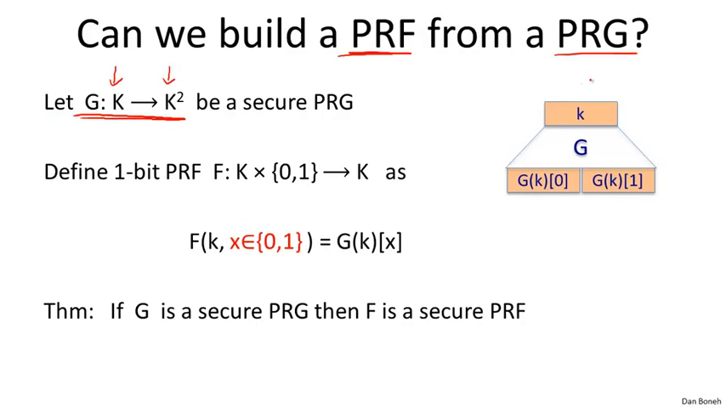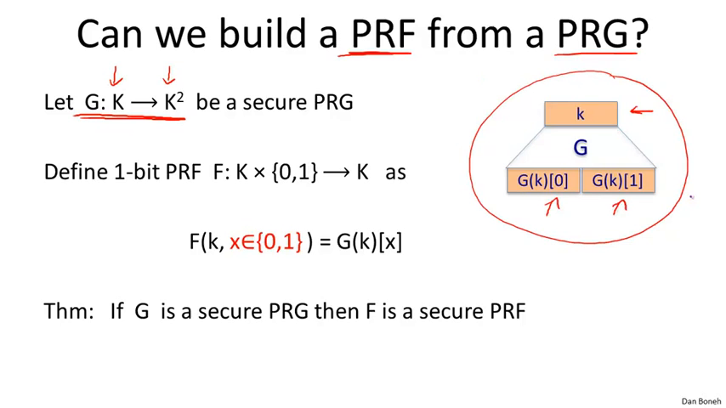K. So here we have a schematic of this generator that takes as input a seed in K and outputs 2 elements in K as its output. And now what does it mean for this PRG to be secure? Recall, this means that essentially the output is indistinguishable from a random element inside of K squared.